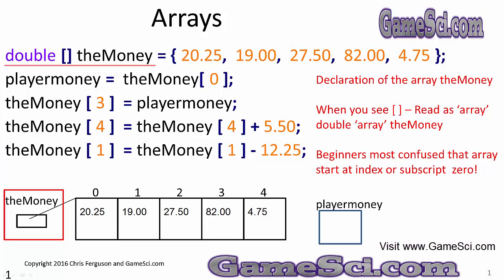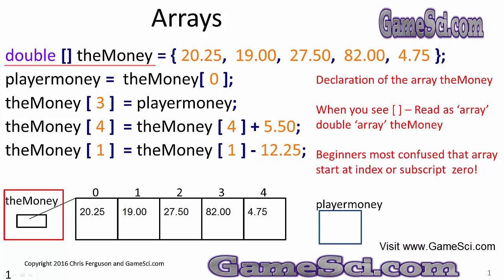Let's create an array. This is a declaration of the array, the money. In any video game that deals with money, you're going to have multiple players and they're going to have different bankrolls. So what we're going to do is for every player in the game, allocate this one array to keep track of how much money they have.